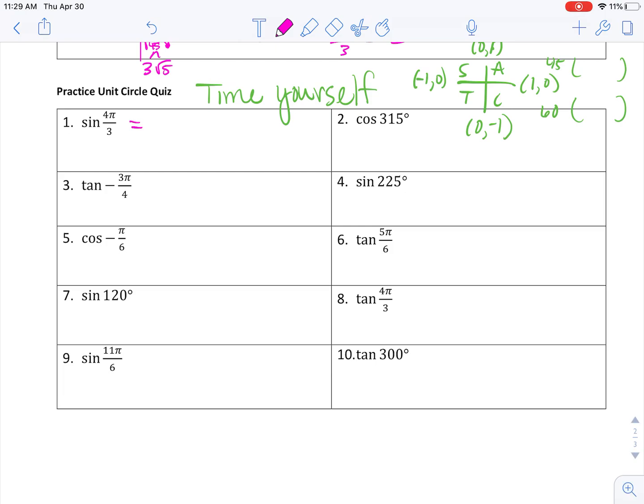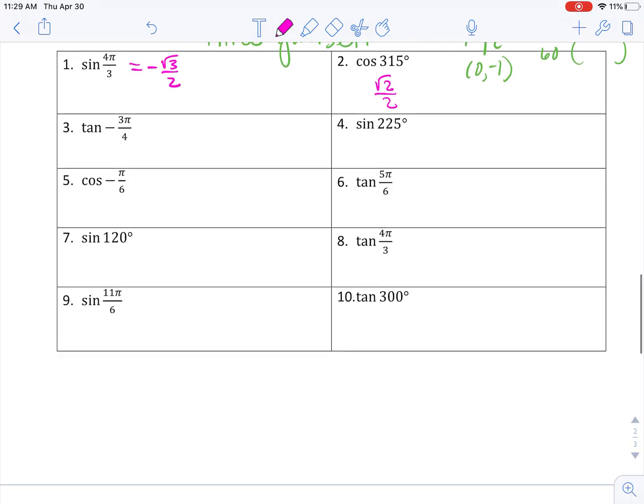I know this is a 60 degree. Sine of 60 is radical 3 over 2. I know 4 pi over 3 is in quadrant 3 where sine is negative. 315, it's a 45 degree angle. Cosine of 45 is radical 2 over 2. 315 is in quadrant 4, we're positive. This is a 45 degree angle. Tangent of 45 is 1. -3 pi over 4 is in quadrant 3 because we're coming backwards, and that's positive for tangent. 225 is a 45 degree. That's radical 2 over 2 for sine. Quadrant 3, negative for sine.